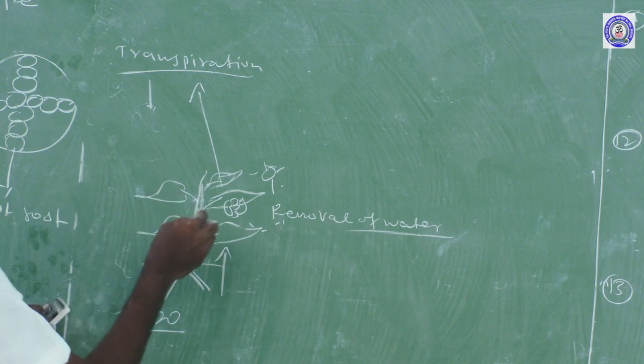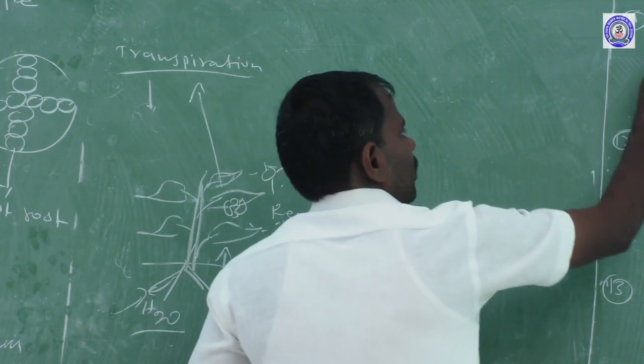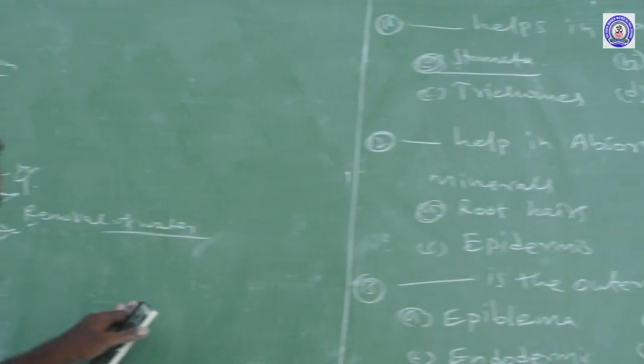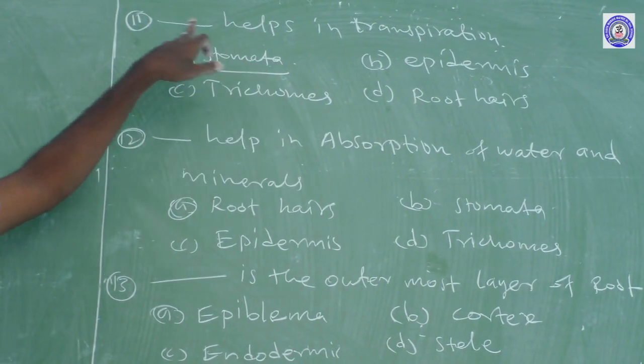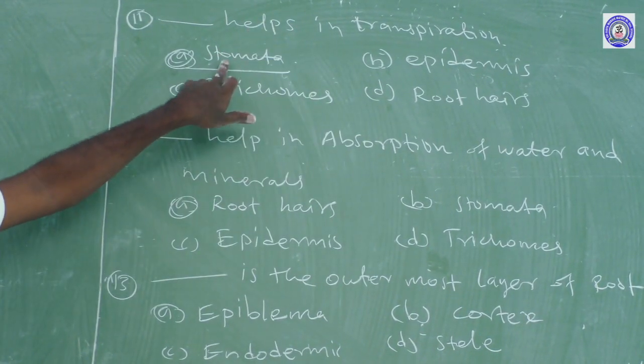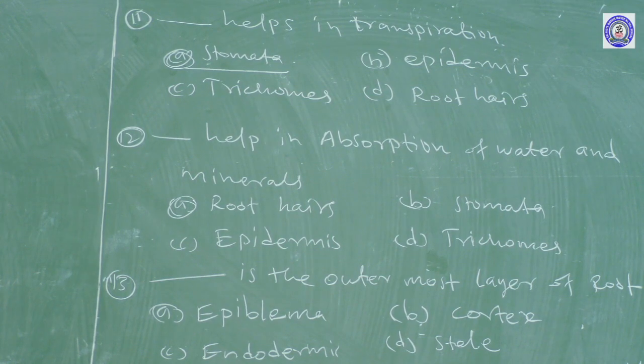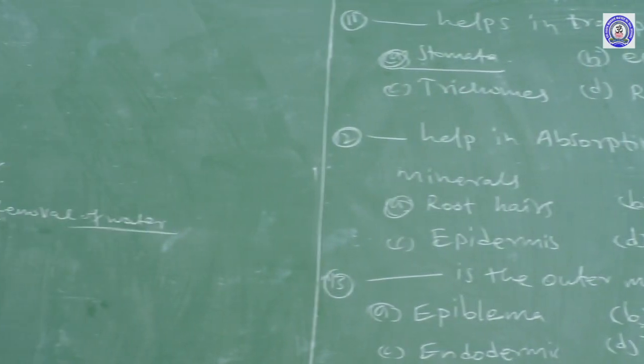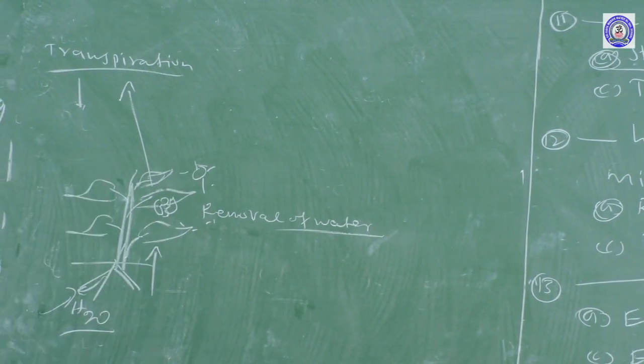Transpiration occurs only through stomata. The stomata are involved in transpiration. More stomata expression means more removal of water molecules through the transpiration process.